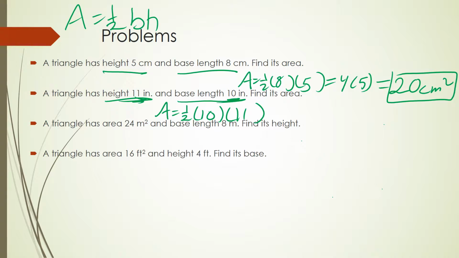All right, so then go from left to right. We have 1/2 times 10, so half of 10 would be 5 times 11. So 5 times 11, well, that's just 55. In this case, that would be inches squared.